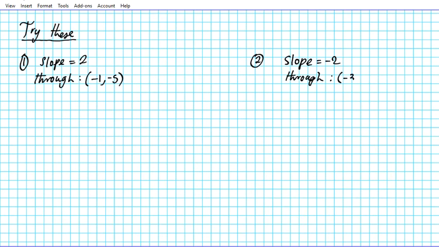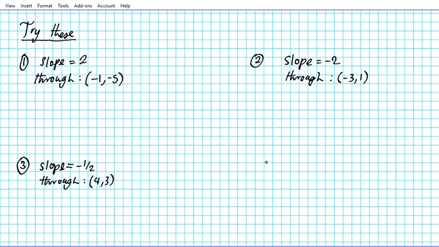Number 1, let's say we have a slope of 2 and it goes through the point -1, -5. Number 2, what if we have a slope of -2 and it goes through the point -3, 1. Number 3, what if we have a slope of -1/2 and it goes through the point 4, 3.